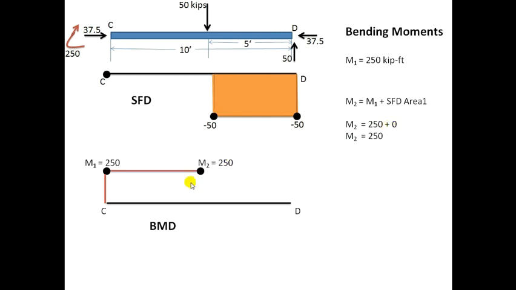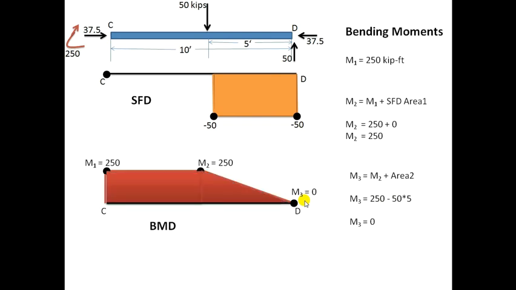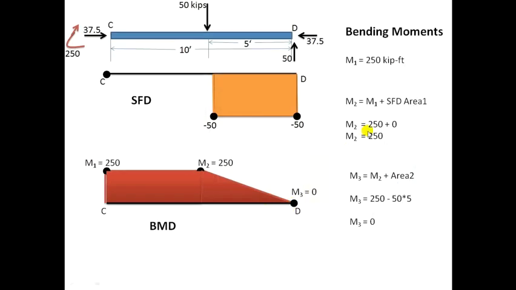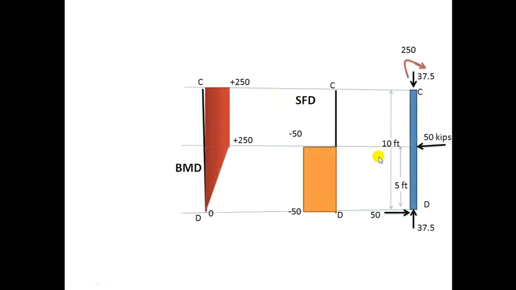This is my M2, which is also equal to 250, and this is my M3, which is equal to M2, the previous moment, plus SFD area. This is my SFD area: 250 is the previous moment minus 50 into 5. Thus I will get M3 equal to 0, because at point D there was a pin, so that is why at point D the moment is 0. This is my SFD and this is my BMD diagram for this.